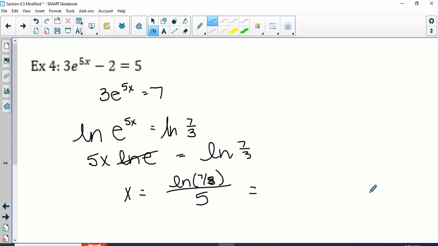It will let you put a fraction inside a fraction. You should get 0.1695. And if you plug these in, you can check it.